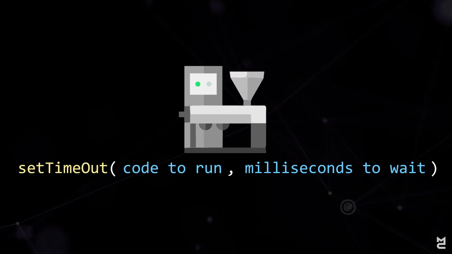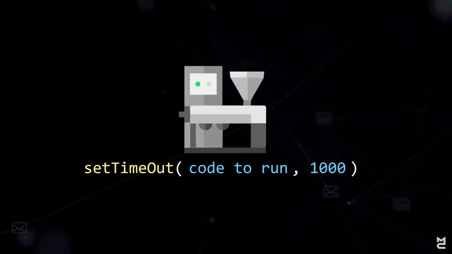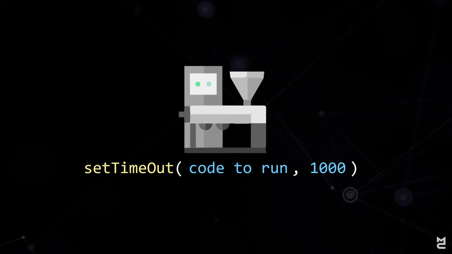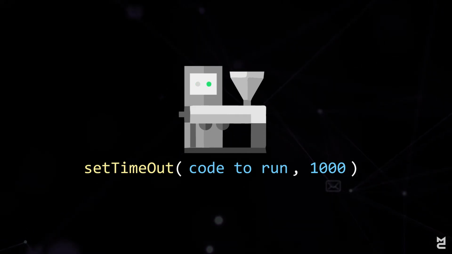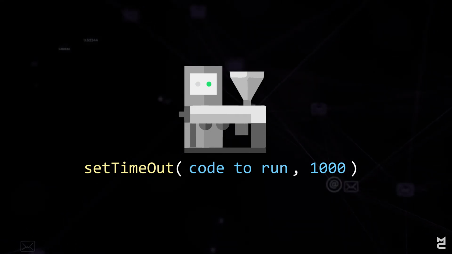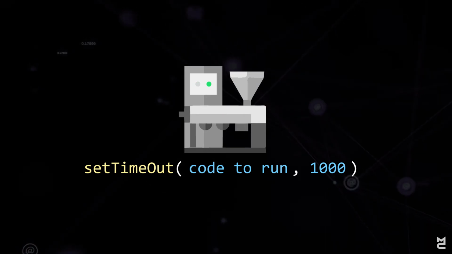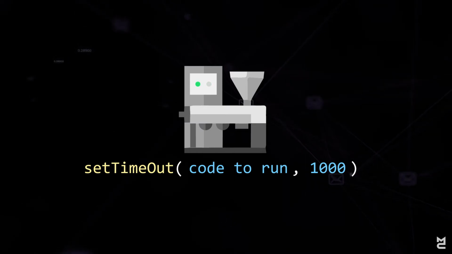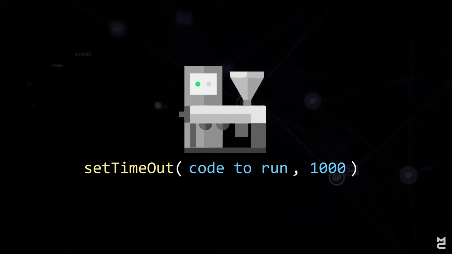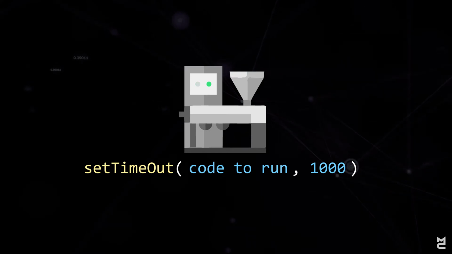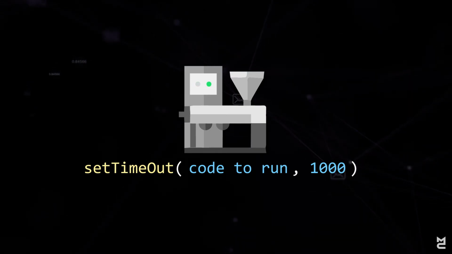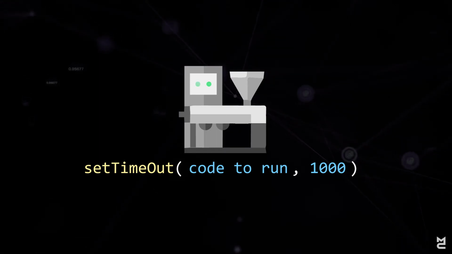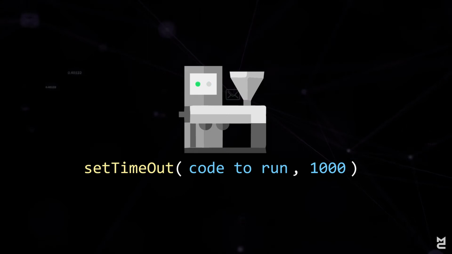So if we give this function 1,000 for the second input, after 1 second, the code in the first input will run, because 1,000 milliseconds is 1 second. But what do we feed our function for the first input? We want it to do 2 things. First, we want to grab our ninja paragraph. Then we want to make it fade away. This is where the ID attribute of our paragraph element comes into play. That's how we can tell our code, specifically, which paragraph to grab.